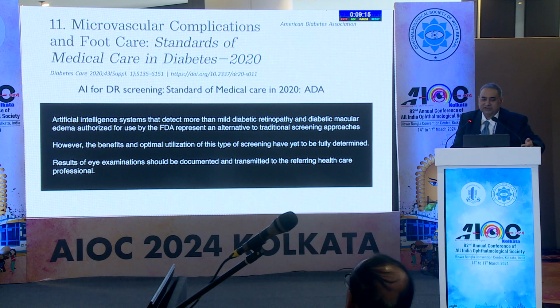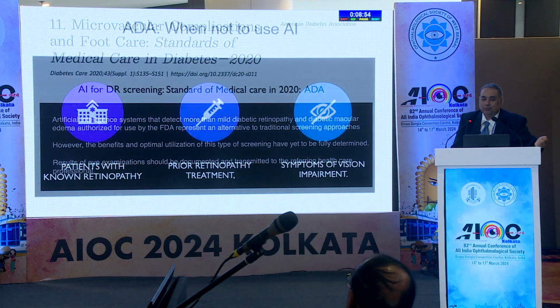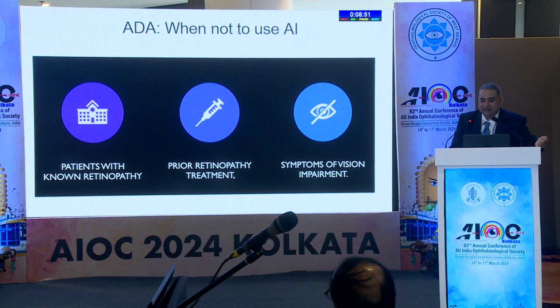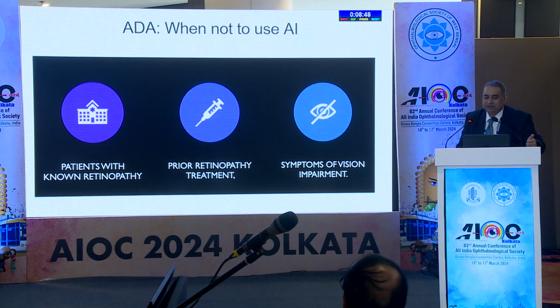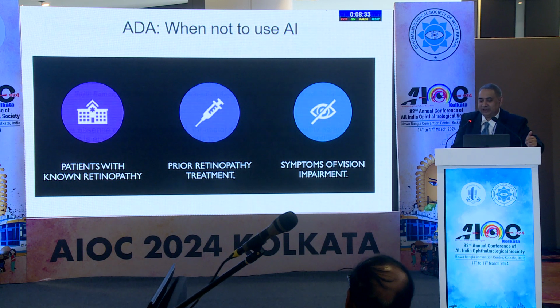So the first one, what the guidelines say. In 2020, for the first time, the American Diabetes Association included AI for DR screening as part of the standard of care for diabetes. And they went ahead saying that you can use it as an alternative to a traditional screening approach. They also said when not to use AI: if a patient already has known retinopathy, if he is already undergoing some form of treatment, or if he has visual impairment, because these are the indications where ophthalmologists should see. It's not where AI will work at all. So that's something where you don't need to use AI.